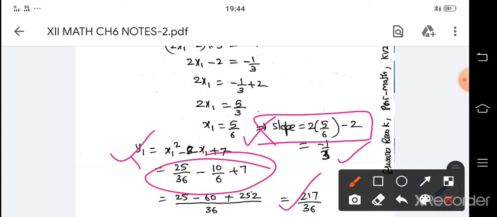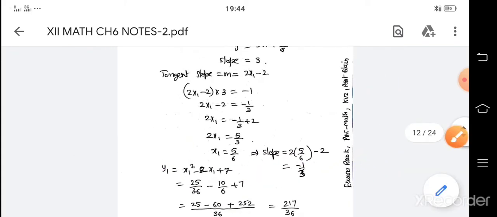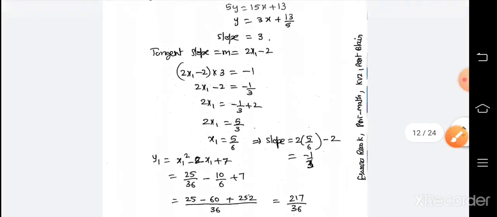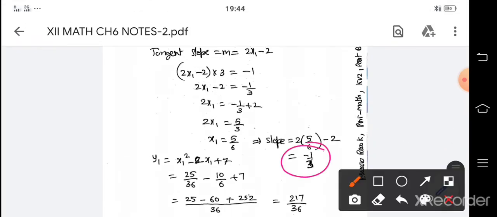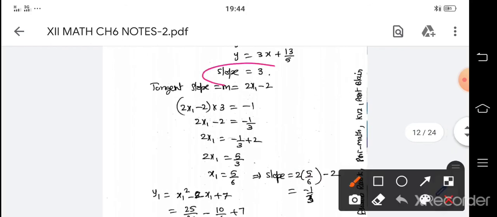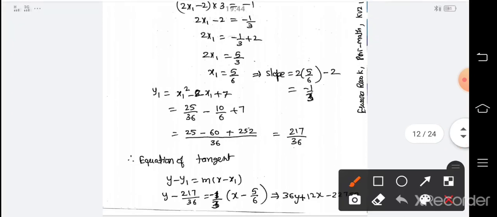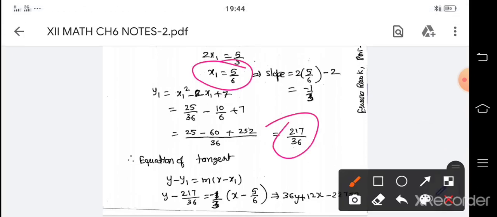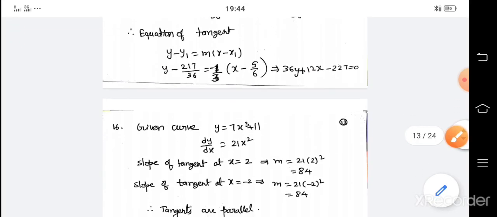So x1 and y1 we got, and slope also we got. See, slope is minus 1 by 3. Why is slope minus 1 by 3? Because the tangents are perpendicular to this line. Slope is 3, so slope of tangent will be minus 1 by 3. Okay, so using x1, y1, m, you find out the equation of the tangent. Very long calculation will come, but you will have to work it out.